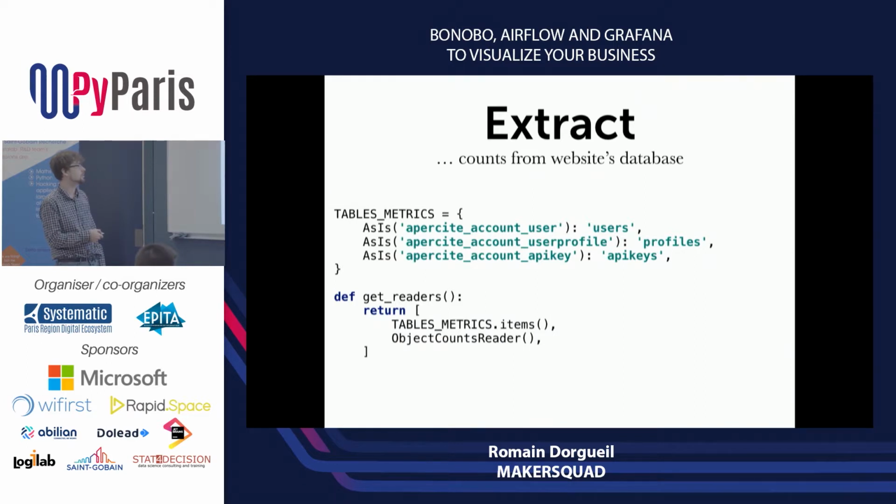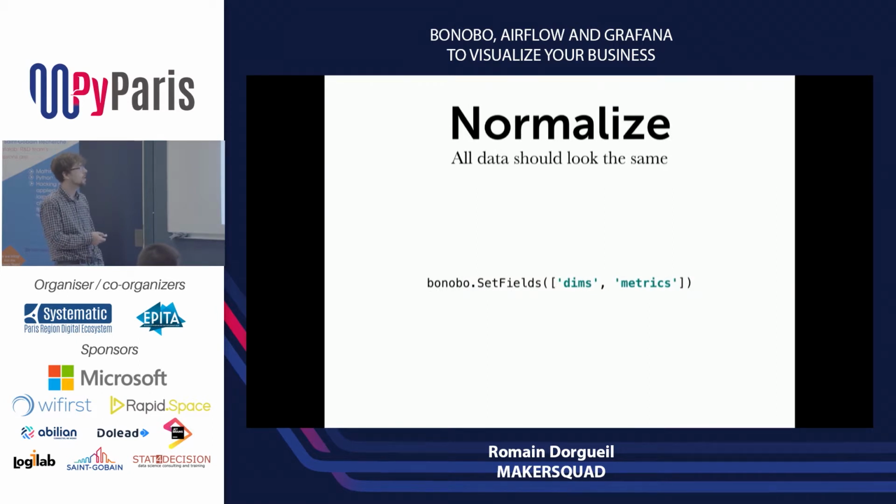But we use a standard dict.items iterator to pass the data into this object count reader. So each of those tuples, table name and metric name, will be passed to this object count reader. We'll see the construction of the graph after.